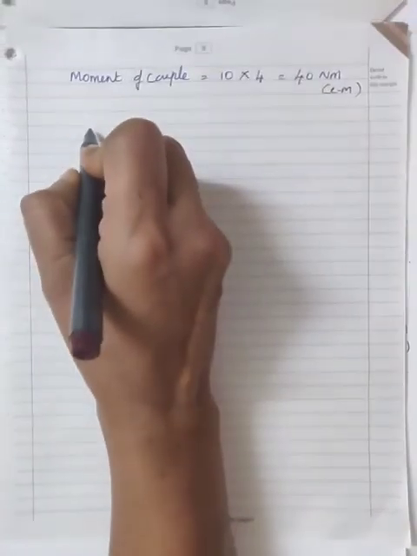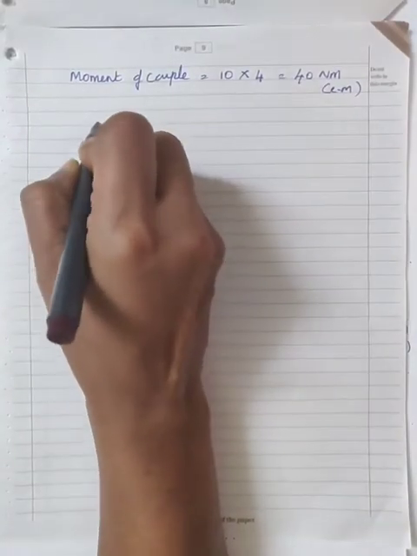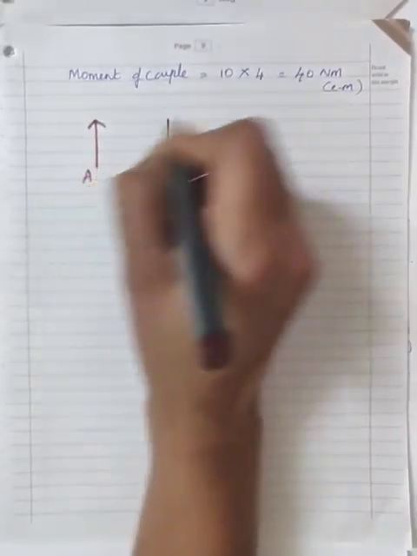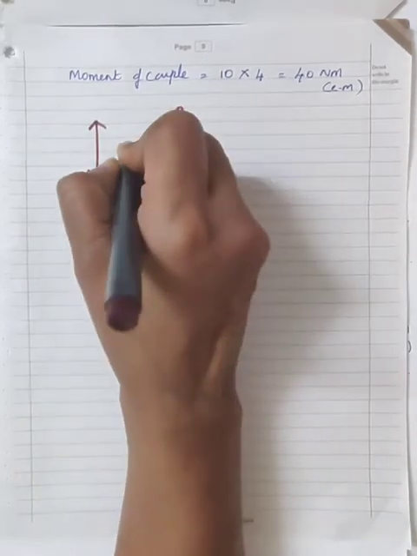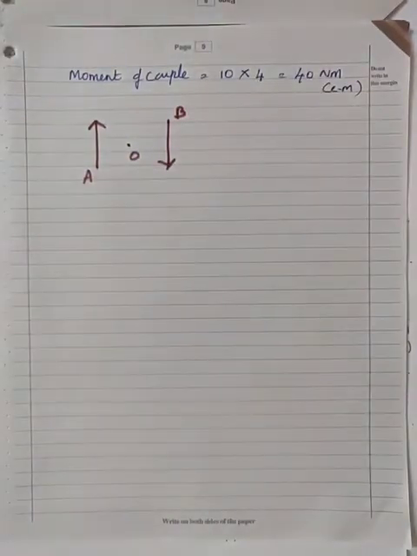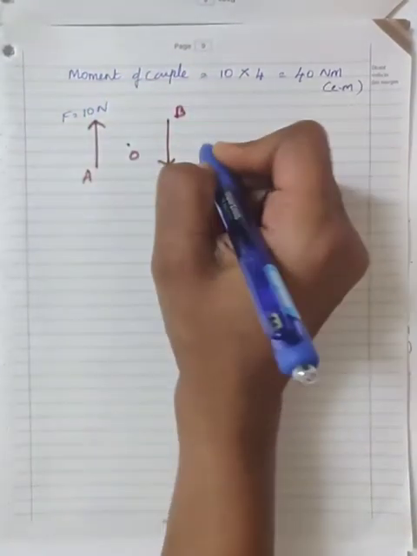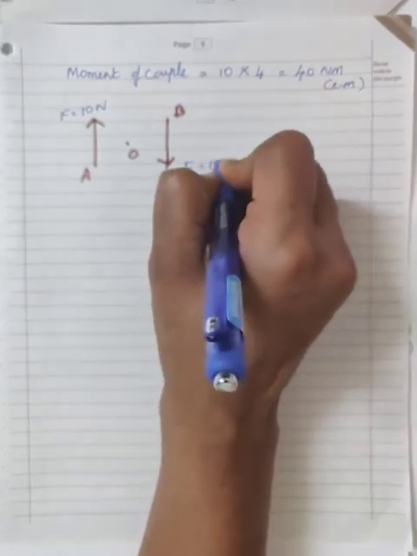Next one. The sixth question. This shows two forces, each of magnitude 10 Newton acting at points A and B at a separation of 50 centimeter. First we draw the diagram for this one. Two forces, this acting at the point A, this acting at the point B. O is the pivoted point, that is the midpoint between A and B. The magnitude of the force acting at this point is given as 10 Newton. Here also it is given as 10 Newton.